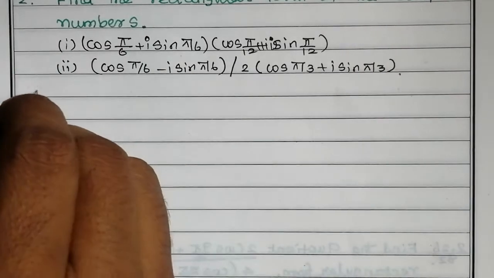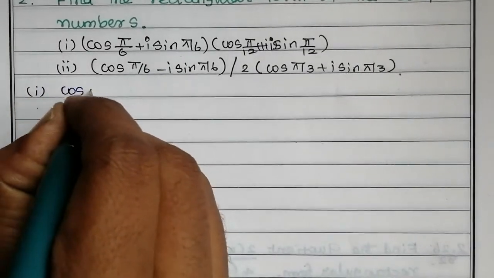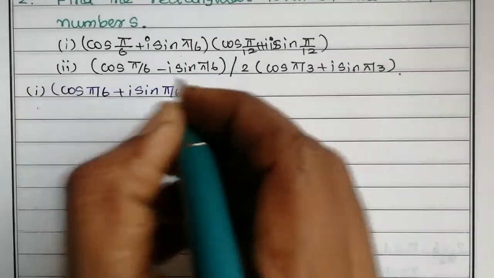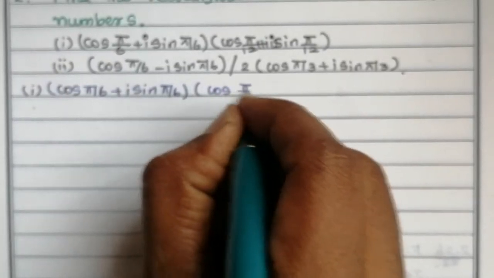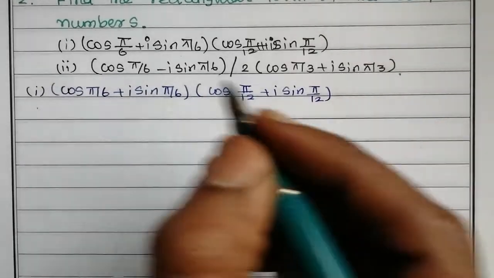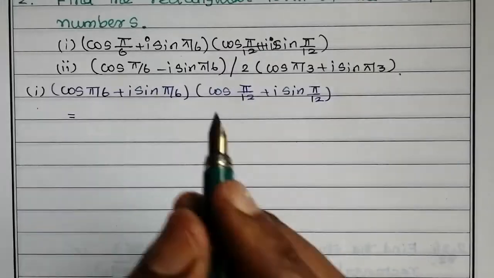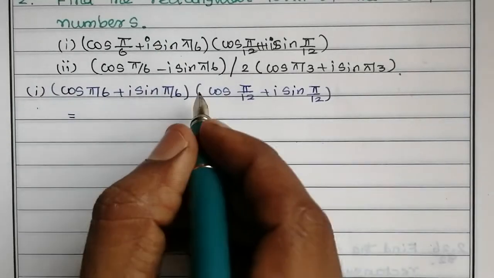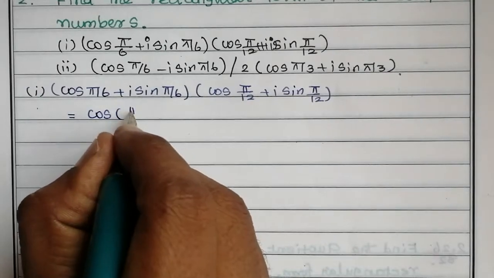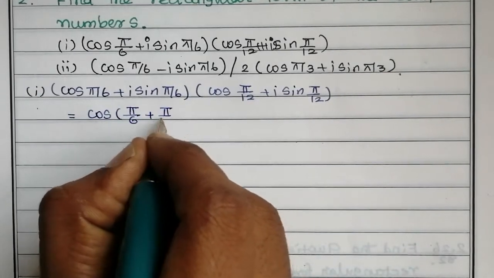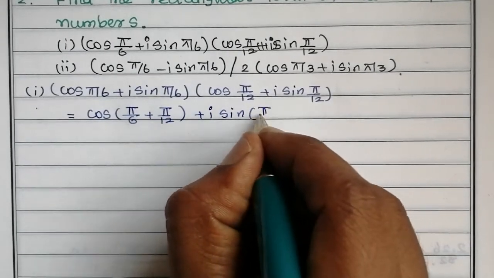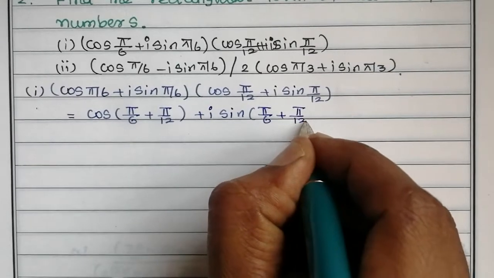Now the first question: cos pi by 6 plus I sin pi by 6, into cos pi by 12 plus I sin pi by 12. Simply we can multiply the two complex numbers which are in polar form, so we add the arguments: cos of pi by 6 plus pi by 12 plus I into sin of pi by 6 plus pi by 12.